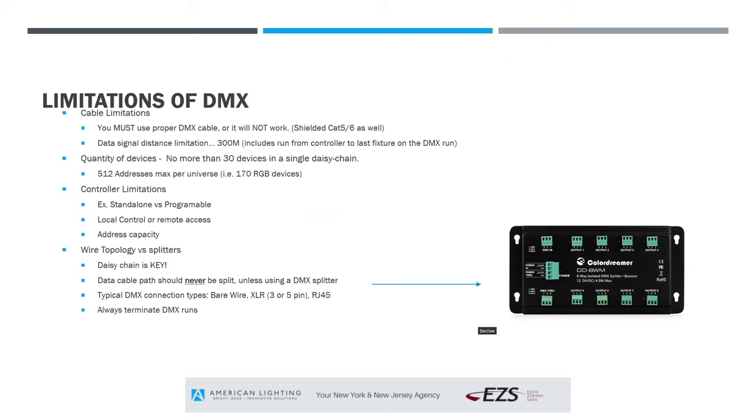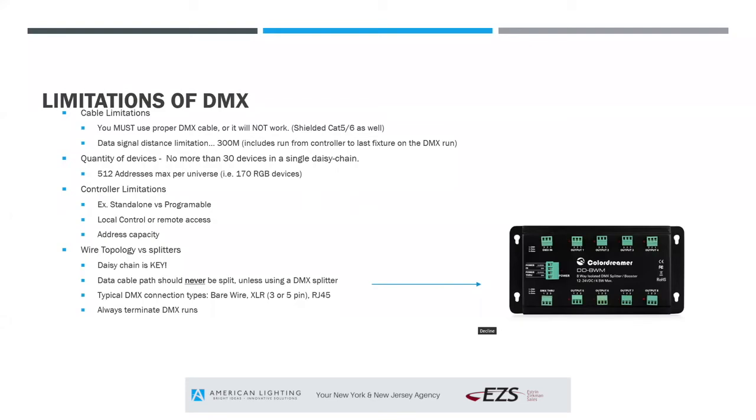And then your wire topology, right? We love DMX to be daisy chained, from fixture to fixture, from device to device. We don't like things to be split. So don't come out of your DMX controller to a Wago and then run 3 runs out of the Wago. We don't generally like that. We like to see a DMX daisy chain run, home run back to the controller. Or if you need to split and go different directions, you can use a DMX splitter.